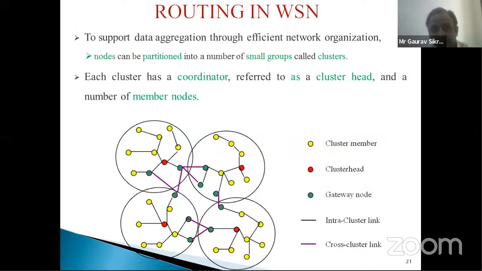So we have routing in this. We have a cluster member, cluster head, and gateway node. The gateway node transfers data from one cluster to another cluster. The cluster head takes the responsibility for processing the data, and cluster members take the responsibility for sensing the data. And we have inter-cluster links and cross-cluster links.